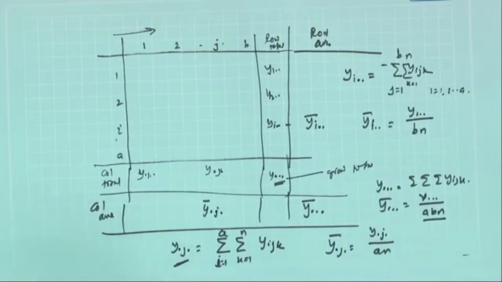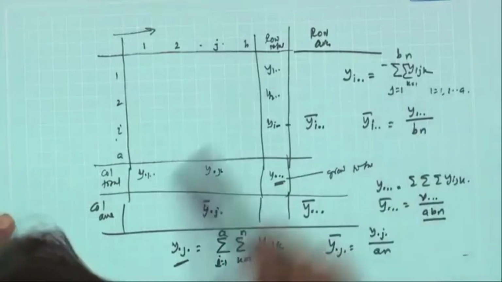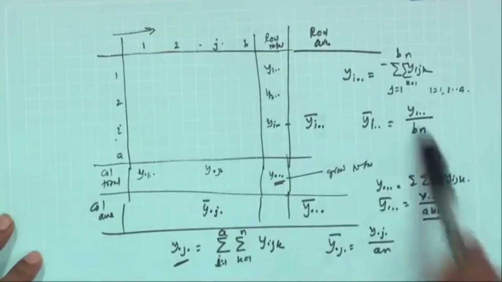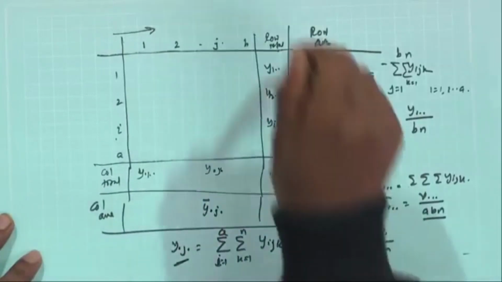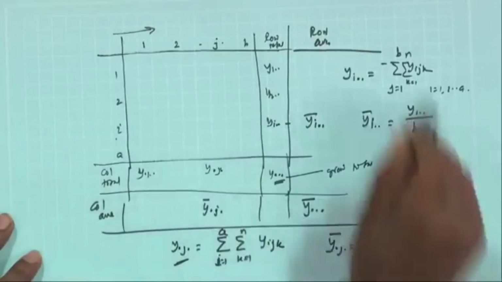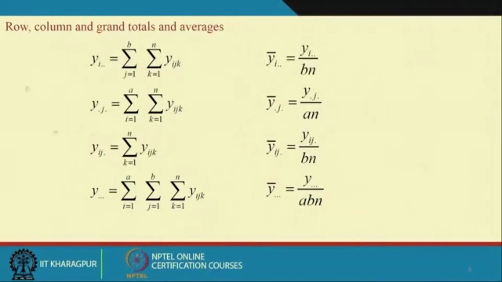Okay. So, this is the computation of different averages: row average, column average, row total, column total, and grand averages. This is what is given here in the slide also: y_i.., y_.j., y_ij., like this. Okay.